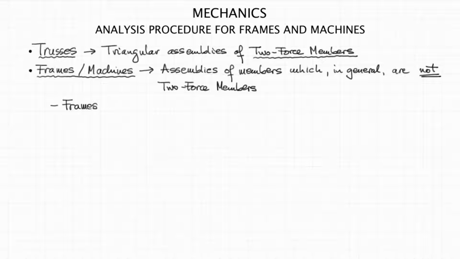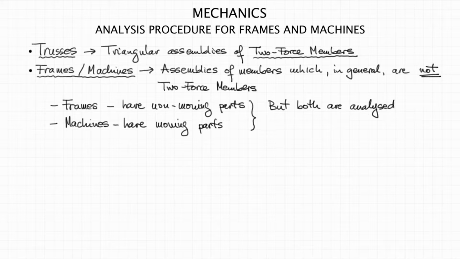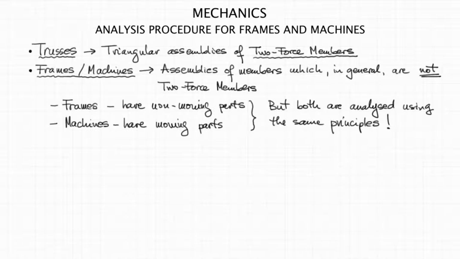Frames usually have non-moving parts. So for example, like a building structure with columns and beams, whereas machines have moving parts. They can be various, for example, mechanical devices. Now, although they are different from this point of view, from the point of view of equilibrium, both systems are analyzed using the same principle. So from the point of view of analysis, there is no difference between a frame or a machine. That's very important to remember.